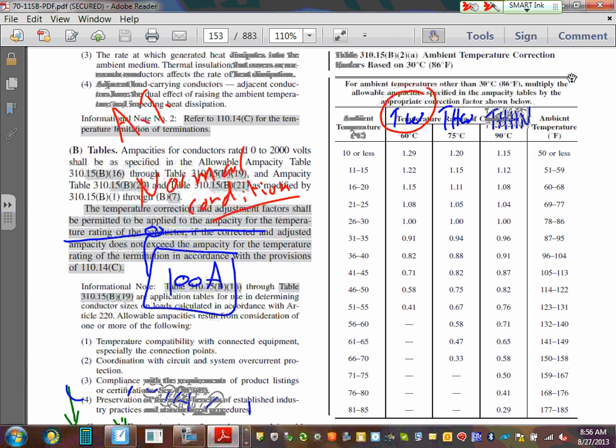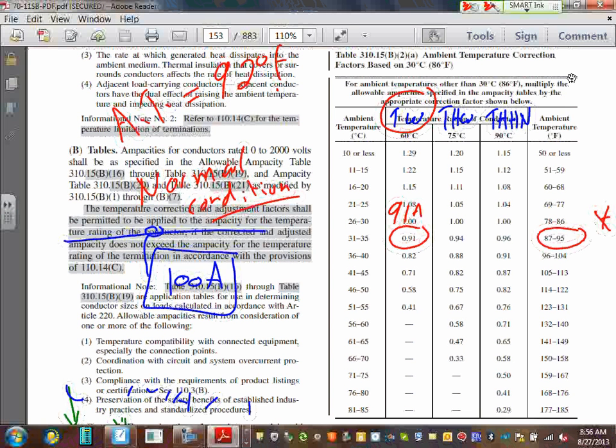Minnesota, we're right in here, okay? So 87 to 95. That's an ambient temperature of 92 degree Fahrenheit. 90 degree Fahrenheit, guys, is right here. So look, if that conductor insulation was TW, then the conductor can carry now how many amps? 91 amps. Multiply this number by 100, that will get you 91 amps.